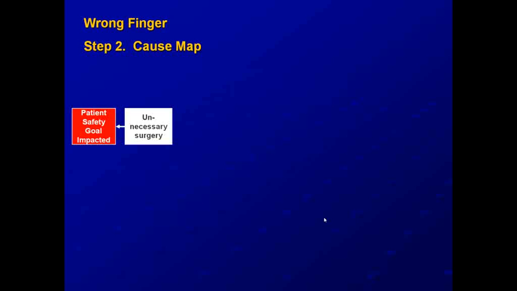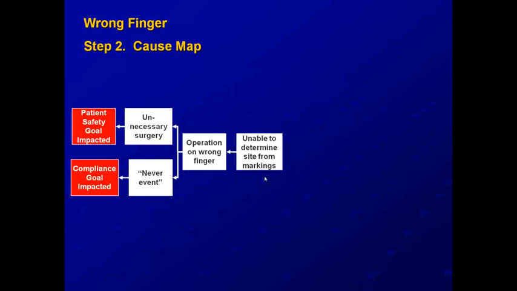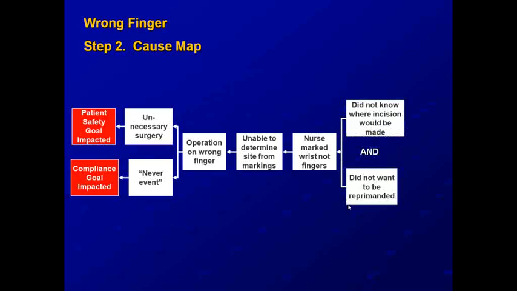We begin with one of the impacted goals. In this case, the patient safety goal is impacted because of unnecessary surgery. The compliance goal is impacted because this is a never event. And both of these occurred because of the operation on the wrong finger. In this case, the operation on the wrong finger occurred because the surgeon was unable to determine the surgical site from the markings. A nurse marked the wrist as opposed to the individual fingers, which were supposed to be surgically altered. This occurred because the nurse did not know where the incision would be made, and the nurse did not want to be reprimanded.